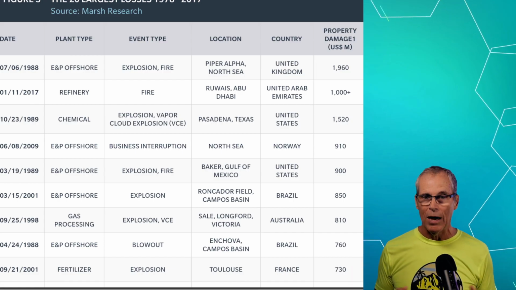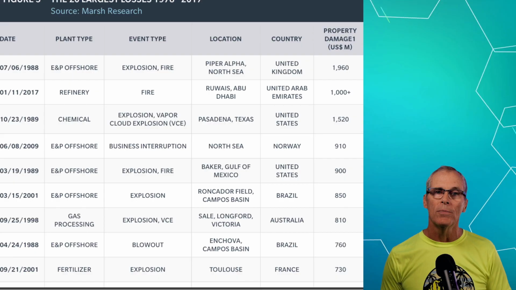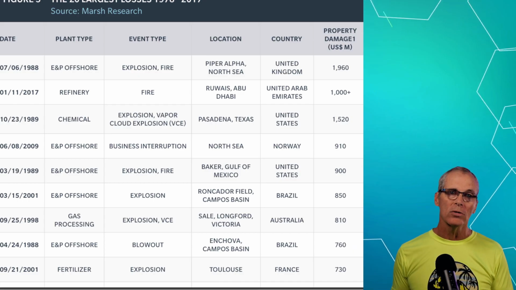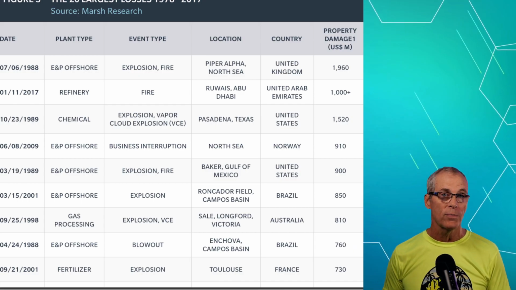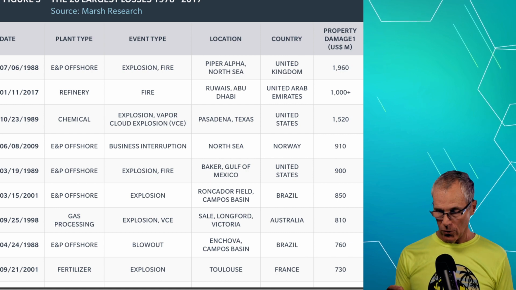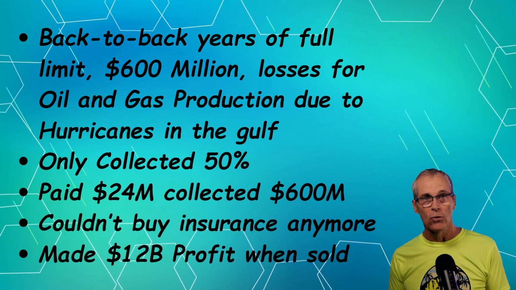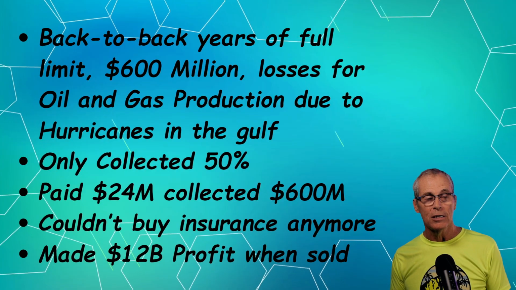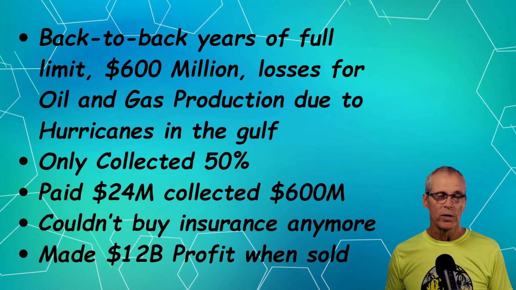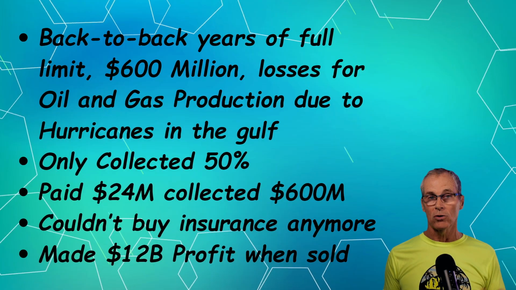The largest power gen loss that we see is usually in the maybe 100 to 300 million dollar area. The largest losses that I personally have been involved with were 600 million. They were back-to-back years of oil production shut off in the Gulf of Mexico. Back-to-back full limit losses, and we only collected 50% of what we were due, because we had to adjust the losses very quickly to make payments on contracts that we had sold forward.